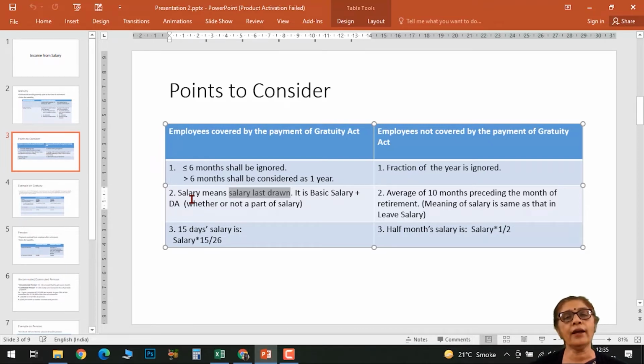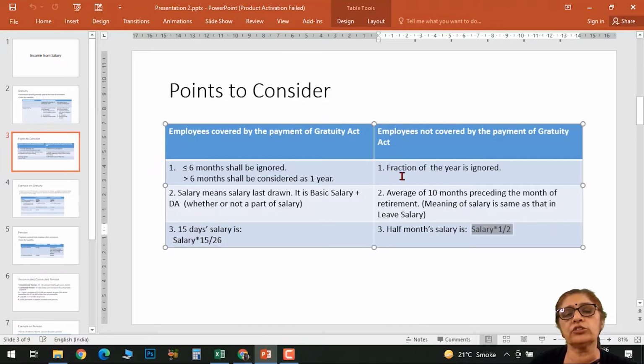So that's how we arrive at 1 month. Last salary has to be 1 month. So from that 1 month salary, we have to arrive at the figure of 15 days salary. And here, from the average, naturally means 1. So for the last 10 months, you get your salary divided by 10, you get an average salary of 1 month. So multiply that 1 month salary by half because we are taking here half. So this is half month's salary.